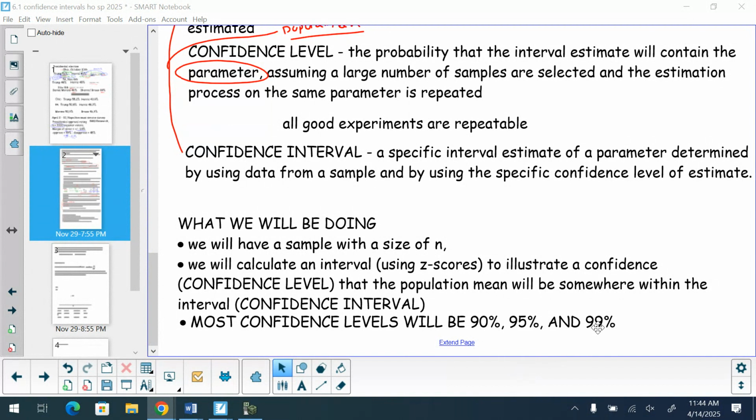So if we take a look at the idea of a confidence interval, what we finished out with, we will have a sample size n. We will calculate an interval using z-scores to illustrate the confidence level. The population mean will be somewhere within these two values, this interval. And most of the confidence levels that we're dealing with are 90, 95, and 99%.